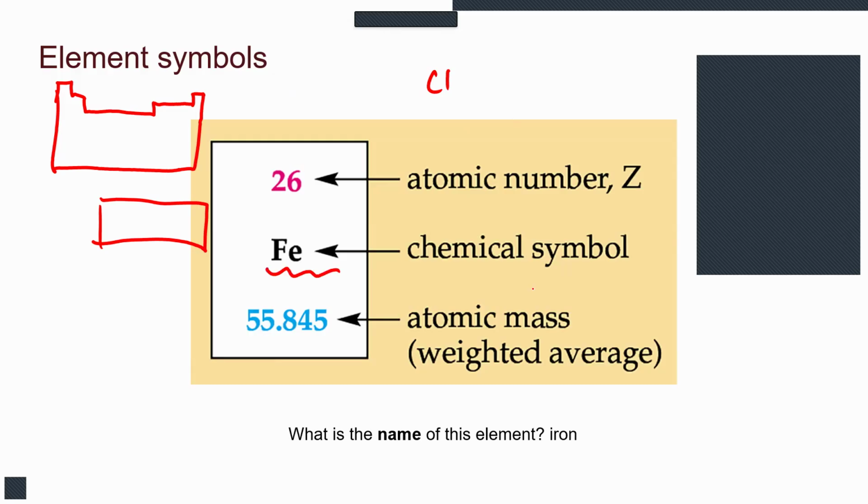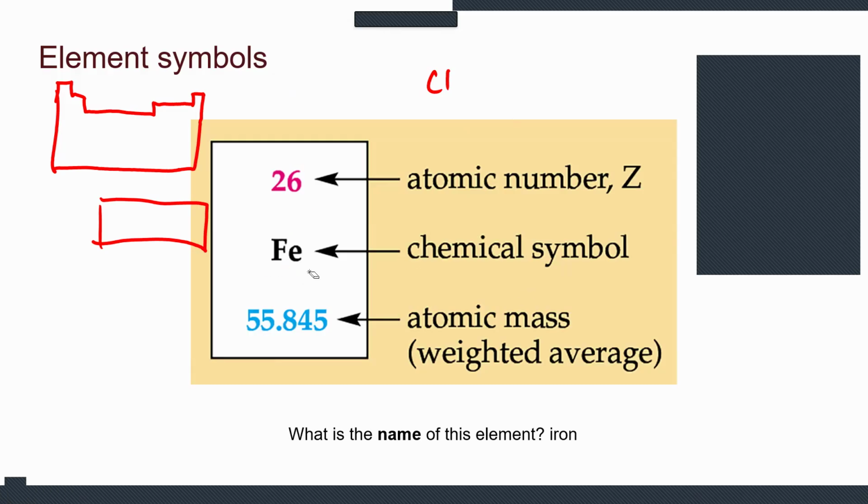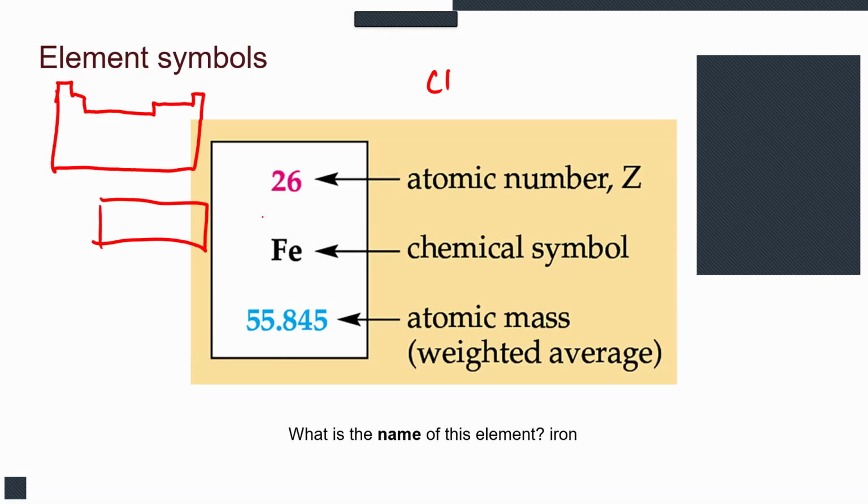Whenever we look at the atomic symbol or the chemical symbol, it is one of three different things: a capital letter followed by a lowercase letter, a capital letter alone, or in rare instances, a capital letter followed by two lowercase letters. So that's pretty much the standard for your atomic symbol.